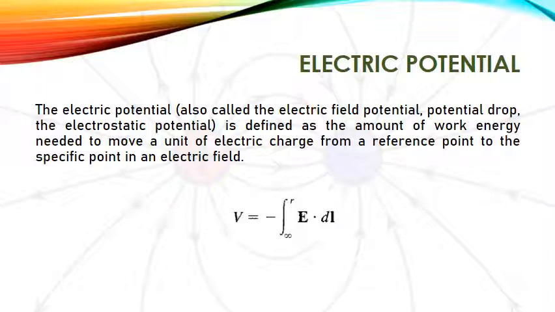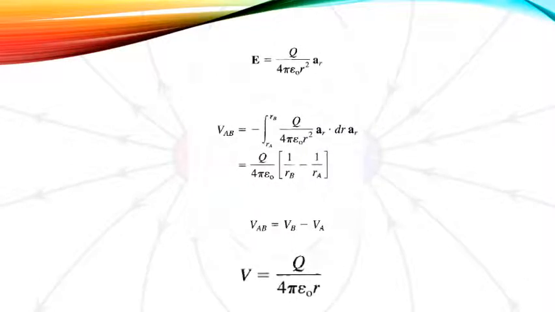It is defined as the amount of work energy needed to move a unit electric charge from one point to another point. It is given in terms of the electric field as V equal to minus integral of E dot dl. There, infinity can be chosen as the reference, from infinity to R. Next, let us discuss the electric potential.